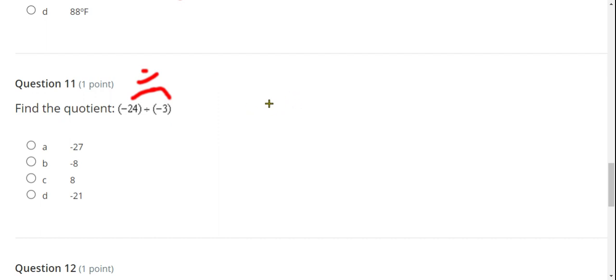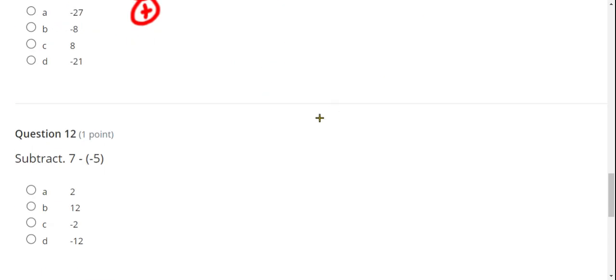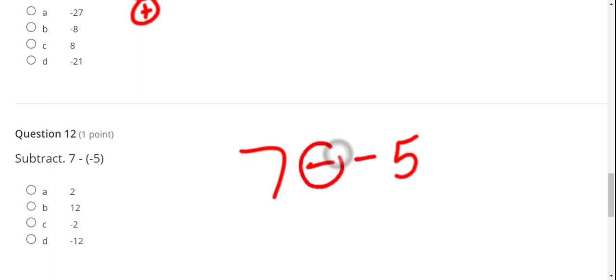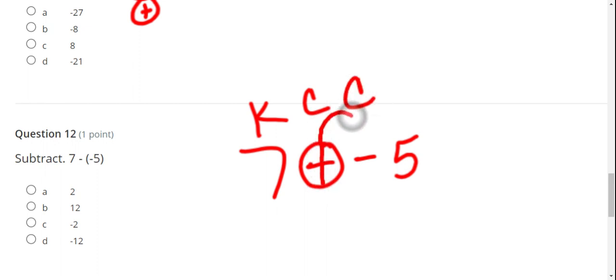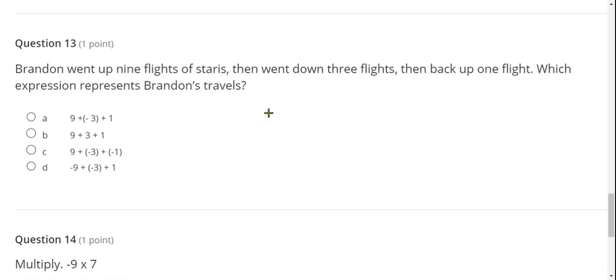24 divided by 3 is going to be 8, and the negative of a negative would be a positive. 7 subtract -5. As soon as we see subtraction here in the middle, keep, change, change. So we're going to change this to addition and then change this sign. 7 plus 5.